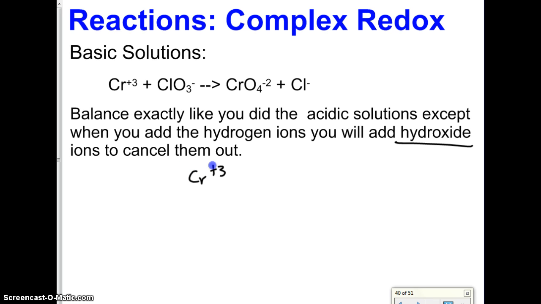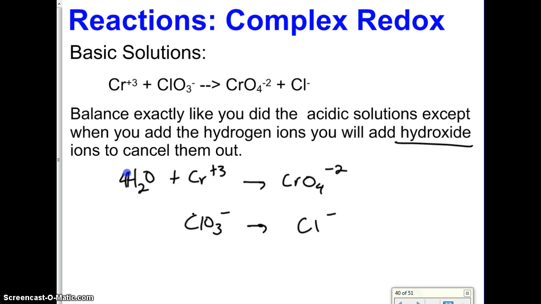So Cr plus 3 forming a chromate ion, CrO4 negative 2. And we have our ClO3 chlorate forming our chlorine. So again, we're just finding what matches. We're still going to balance just like we have, which means looking at elements first. They're taken care of. Then we look at our oxygens. Well, we have 4 oxygens over here, which means we need 4 waters over here to balance that out. 3 oxygens here. We need 3 waters over here.